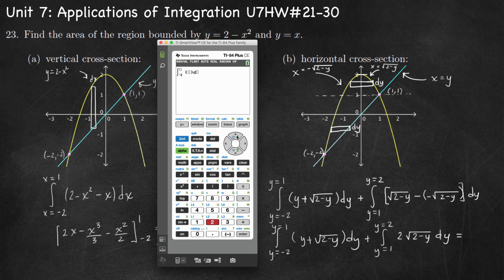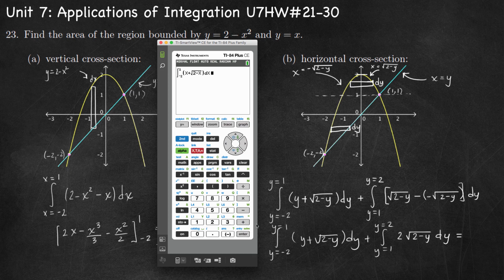Now, in the calculator, I'm going to use my X button to represent y. So really, I'm just calling my y by the name X, but as long as I do that to all of my y's, and there are no x's in this problem to confuse the difference between x and y, it'll still work out just fine. So first integral goes from negative 2 to 1, and we're integrating y plus the square root of 2 minus y with respect to y. So all the y's actually I typed in as x's.